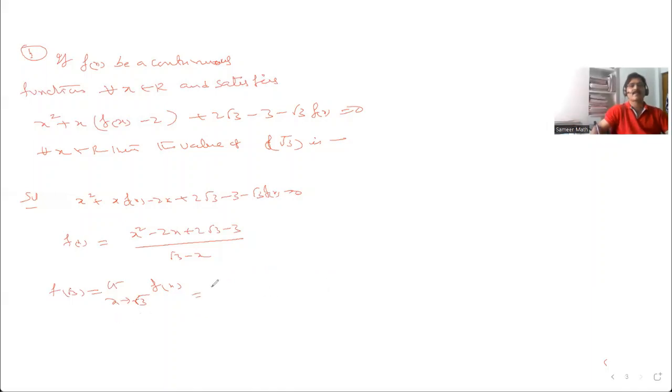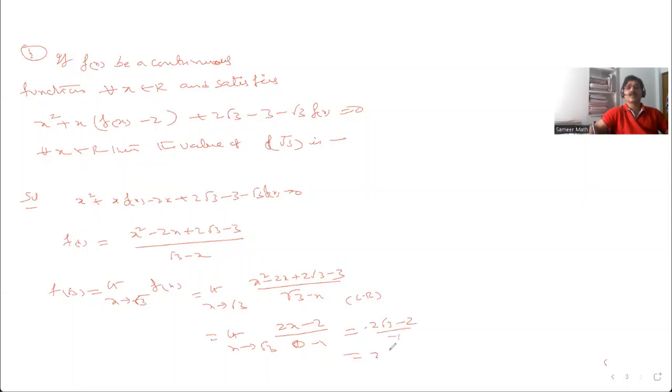So here, limit x tends to root 3. It's very, very important what we are going to get over here. How are we going to simplify this? Since it is a limit problem and a 0 by 0 form is there, I can go for L'Hospital rule. By using L'Hospital rule, I have to differentiate: 2x minus 2 divided by 0 minus 1. So 2 root 3 minus 2 by minus 1, or else you can write 2 into 1 minus root 3. You got it.